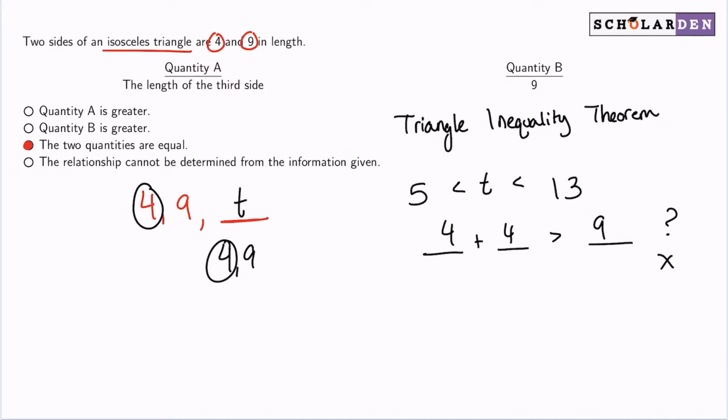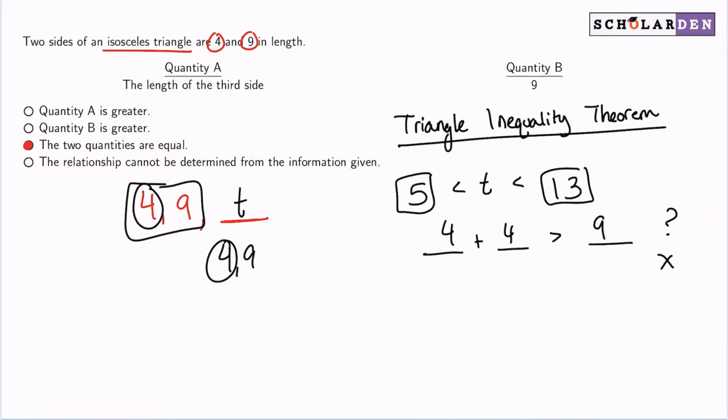All right. And so the trick to that is, again, subtract those two sides. That's the lower. Add the two sides. That's the upper. Your third side is in between those two values. So it has to be between 5 and 13.